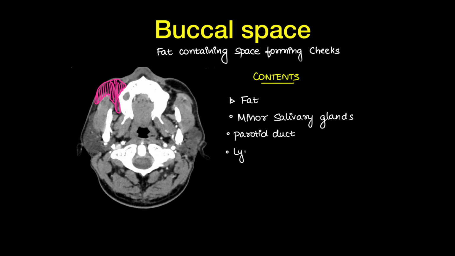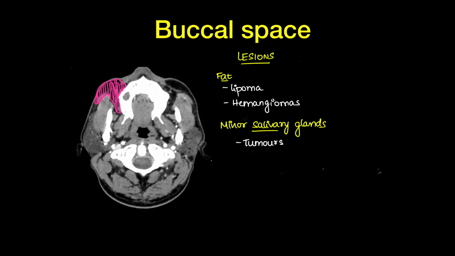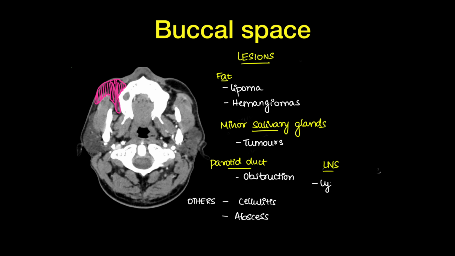What are the lesions arising from the space? Fat is there, so lipomas can arise, hemangiomas can arise, minor salivary glands are there, so tumors of them can arise. Parotid duct is there, that can get obstructed. Sialolithiasis can occur. Other lesions are like cellulitis, abscesses can be seen. Lymph nodes are there, so lymphoma and mets can be seen.